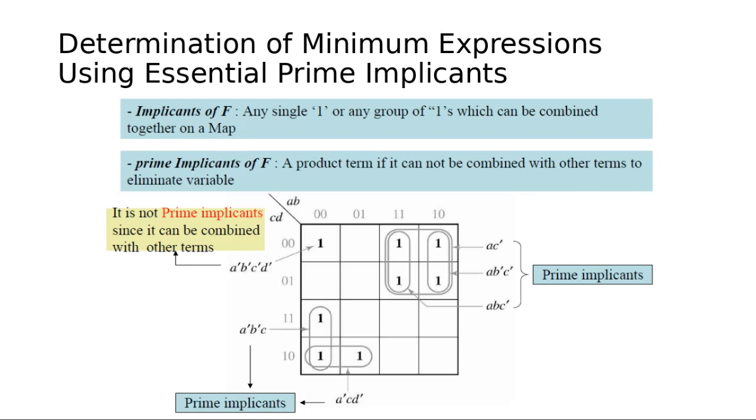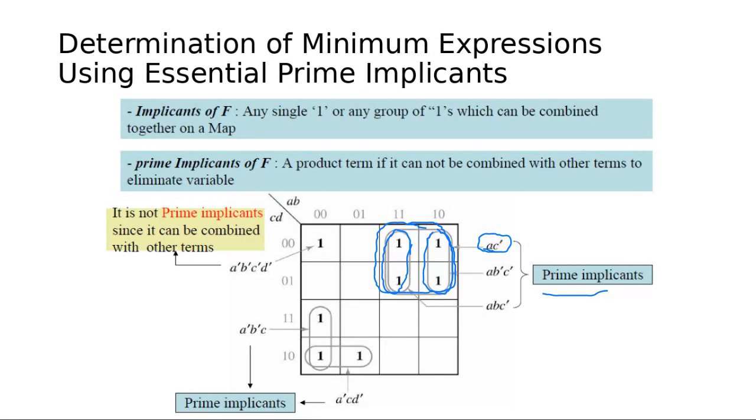Determination of minimum expression using essential prime implicants. So, what are the essential prime implicants? Because you can use this square or this square or this square. There are 3 squares, right? Which one is the essential prime implicant? This is important. It is obviously this one, right? Because this is the simplest one.